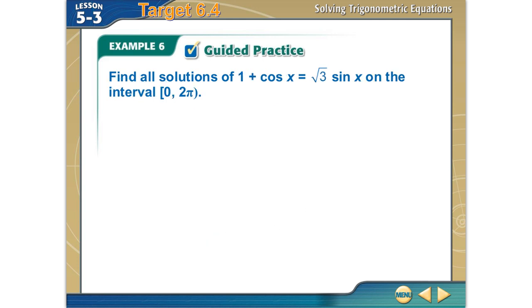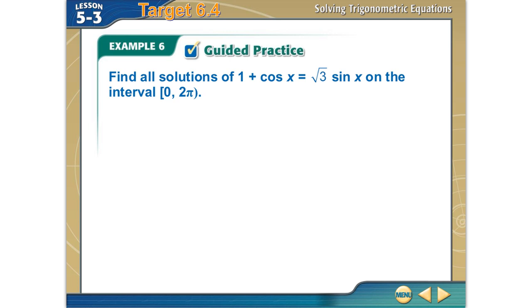Okay, last example here. In this one we have two different functions, sine and cosine, but we don't have any squared functions, and we don't have any GCFs that we might be able to factor. So what we're going to do is square both sides of this equation. The only thing that we want to make sure of is that we have one of each function on each side, which we do.